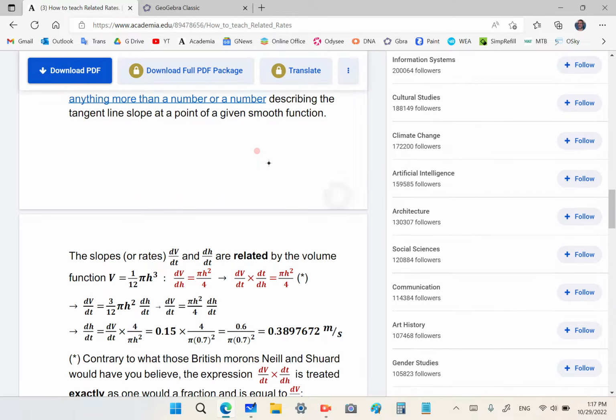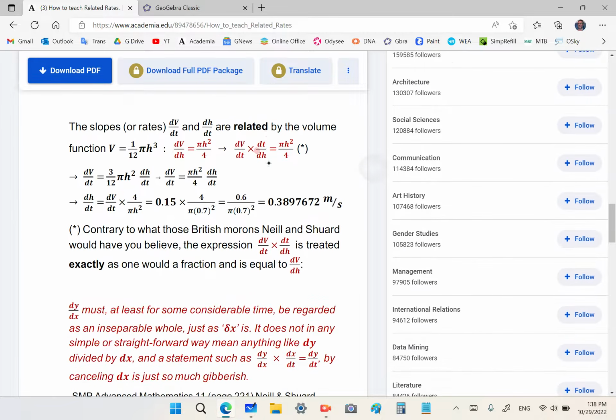And of course, a rate is never anything more than a number that describes the tangent line slope at a point of a given smooth function. Remember, if you don't have a smooth function in calculus, you can't use calculus. You can just toss it out the window. You need smooth functions. So the slopes or rates, dV/dt and dh/dt, are related by the volume function.